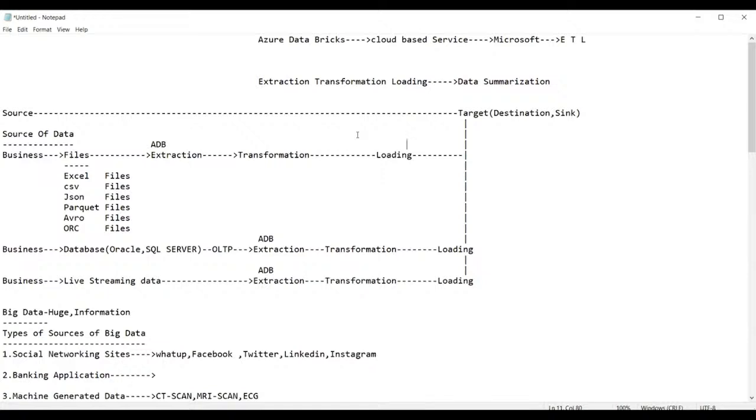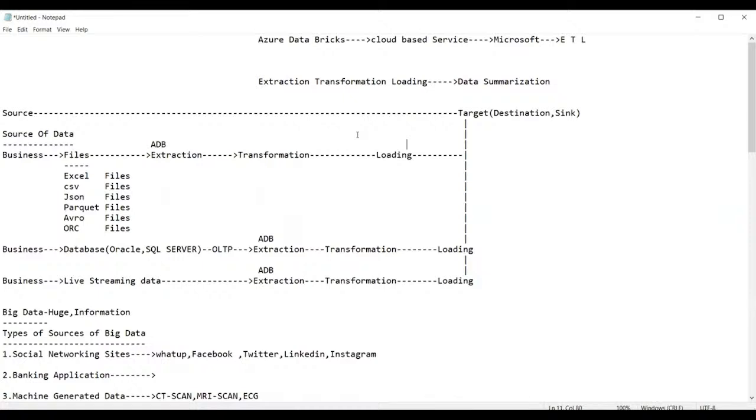Because you have more good facilitation, or we can say good facilities, or very flexible to perform the process of data ingestion using ADF, because ADF does not use any code. It is basically menu driven. But here you will have to write the code for everything: extraction, transformation, and loading.